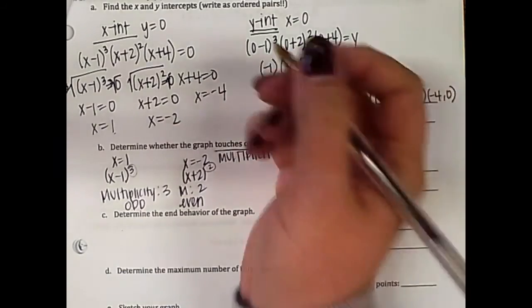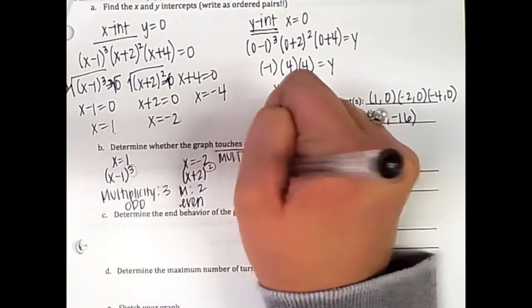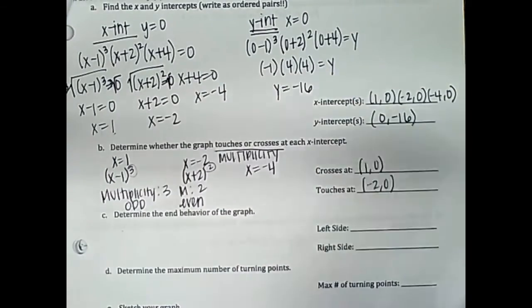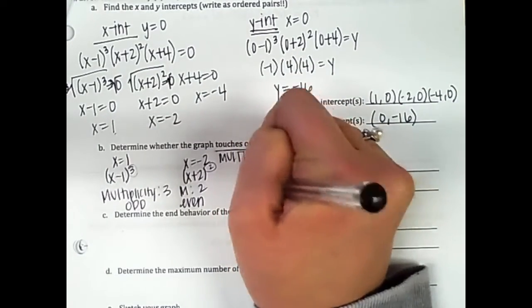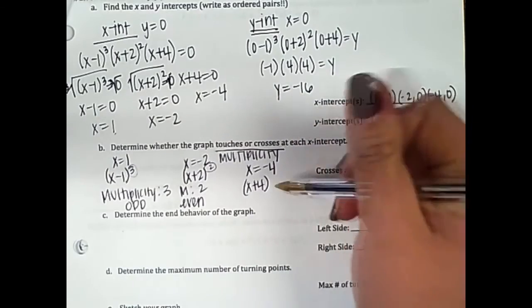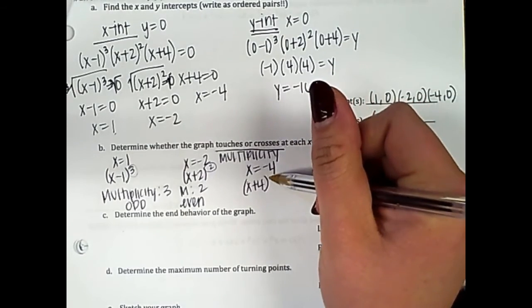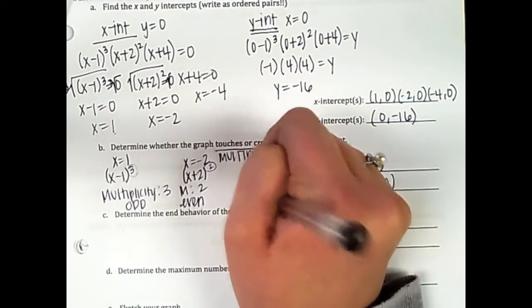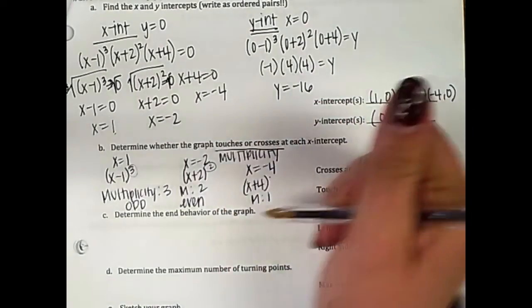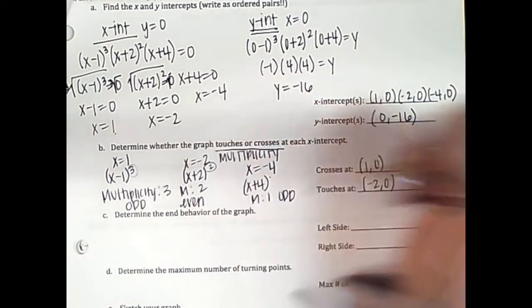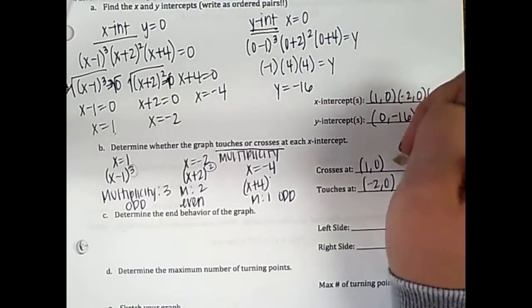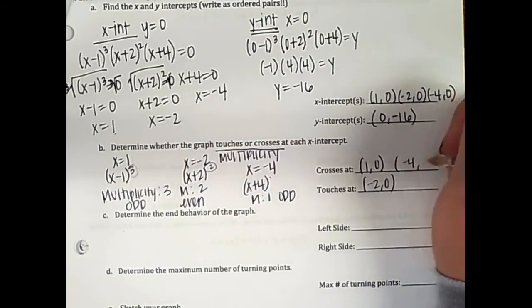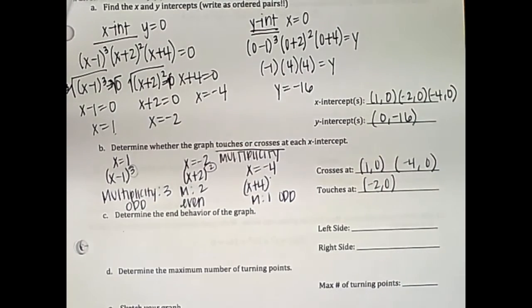And then the last one, my zero is negative 4. That factor is just x plus 4. There is no exponent there, so when there's no exponent, we assume the exponent is 1. So the multiplicity is 1, which is, again, an odd number. And so when it's odd, that means it crosses through the x-axis to the other side.